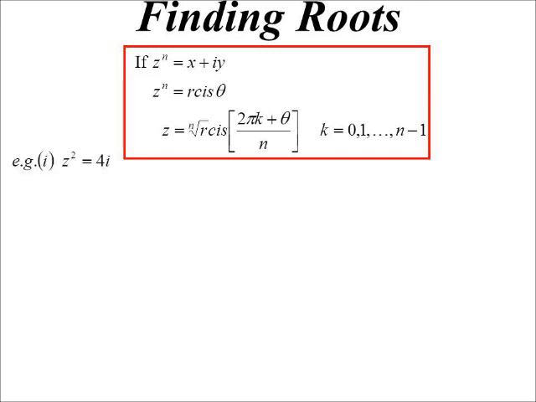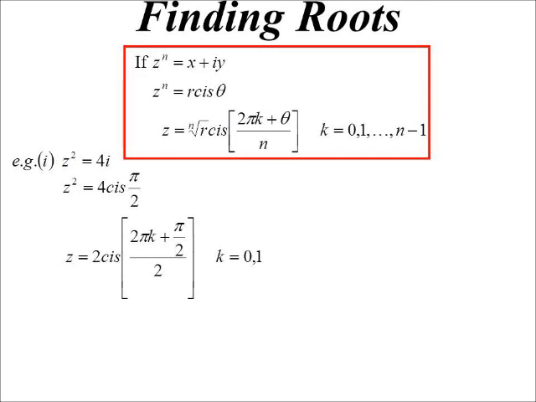So let's find the square root of 4i. Well, 4i is, of course, just 4 cis pi on 2. And so it'll become 2 cis, (2 pi k plus pi on 2) on 2. And k will be 0 and 1. I just want 2 consecutive ones there. So I'll get 2 cis pi on 4, that's when k is equal to 0, and 2 cis 5 pi on 4, that's when k is equal to 1.